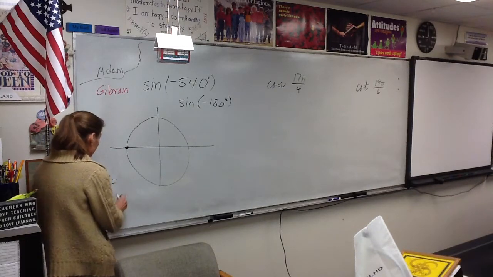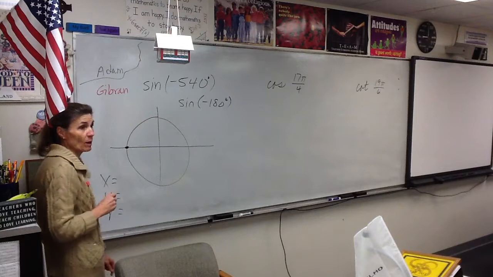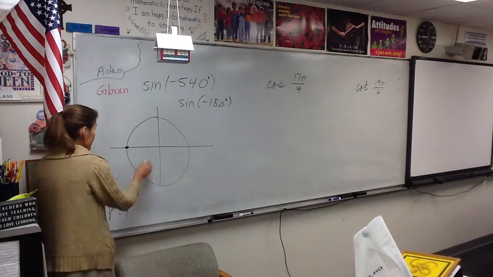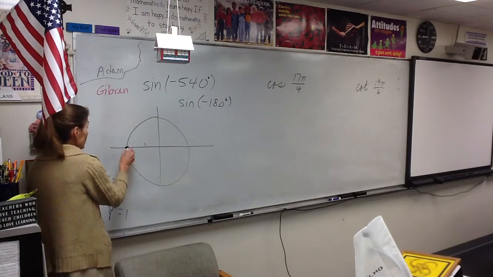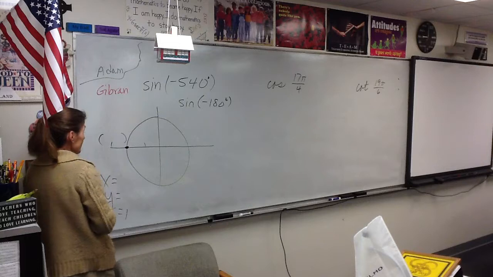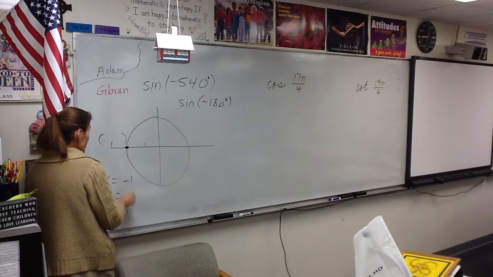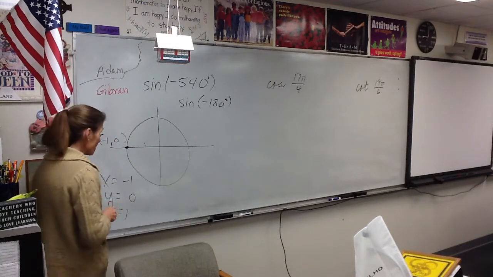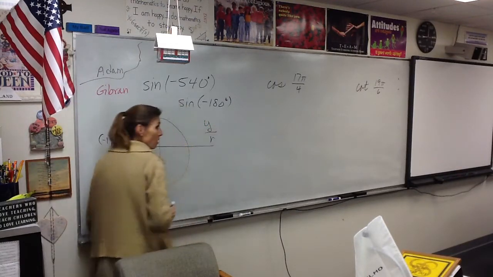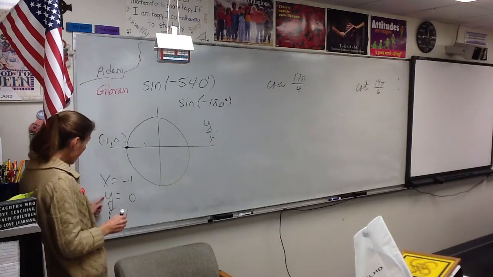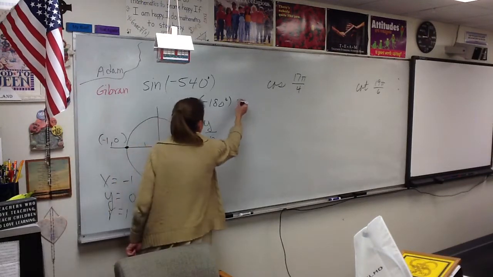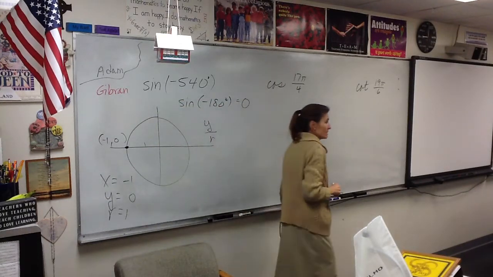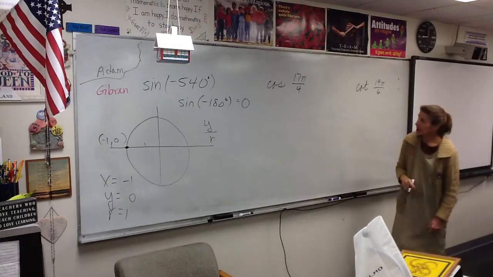We draw triangles to find x, y, and r. We're going to make it up. If we let r be 1, then what would be my x and y? What are the coordinates of that point right there? Negative 1, 0, right? Now, we want the sine. Remember that sine is y over r, so the sine will be 0. Easy, easy, easy.